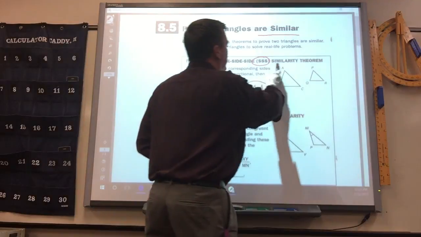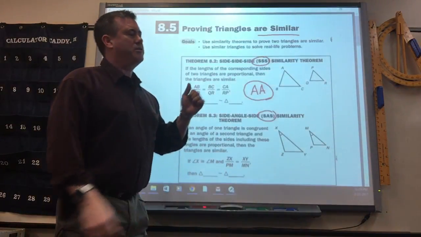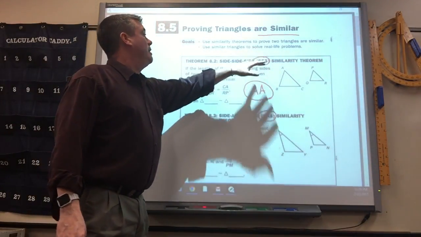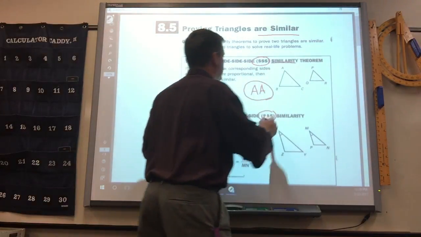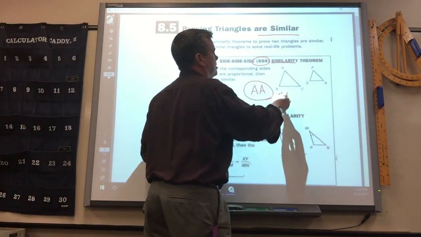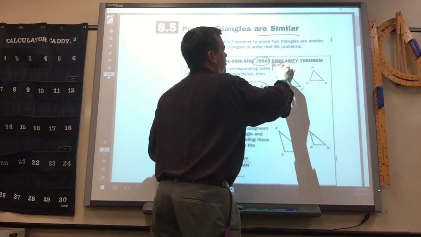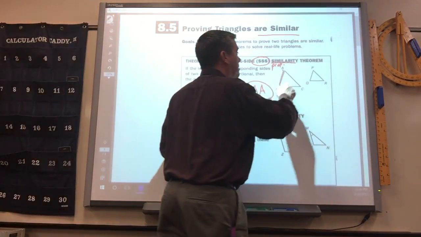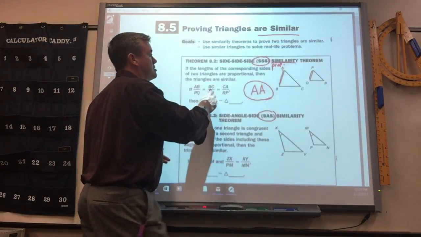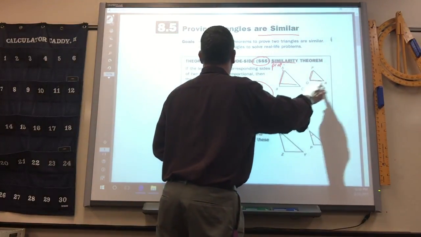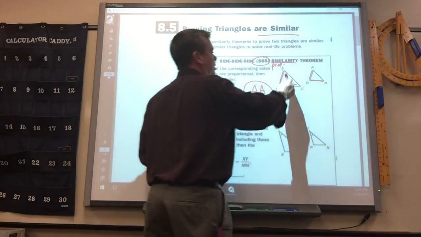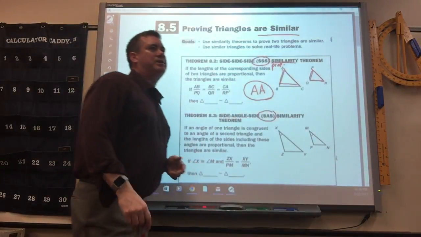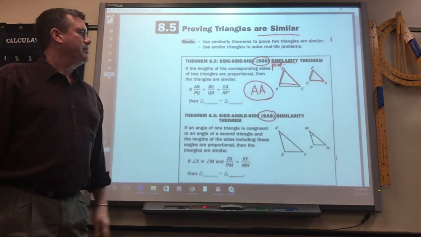So SSS, the difference here is before all three sides had to be congruent. For similar, all three sides have to be proportional. So you just check to make sure AB over PQ, does that equal BC over QR? Does that equal AC over PR? So you got to check to make sure they're all proportional.